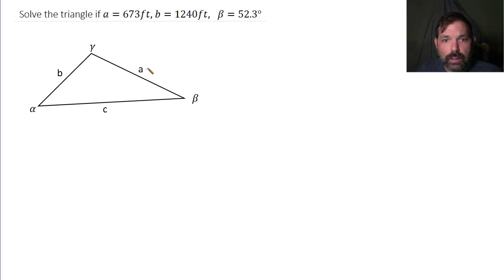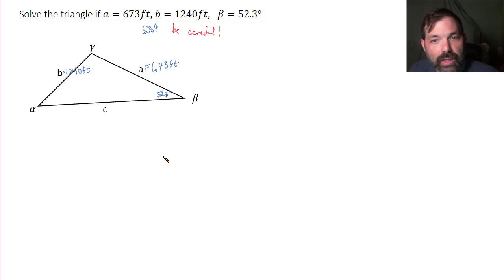If A is 673 feet, B is 1,240 feet, and beta is 52.3 degrees. So what I have here is a side, and then an angle not between them, but the angle outside of those sides. This is the side-side-angle situation. And when we have this situation, we just have to be careful. I'm going to explain why we have to be careful in this situation.